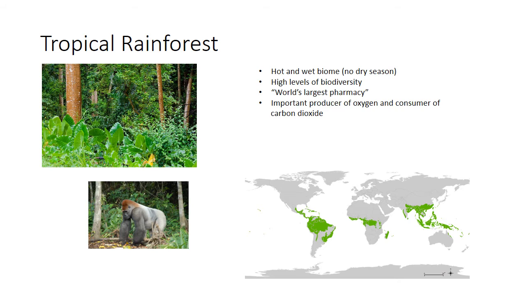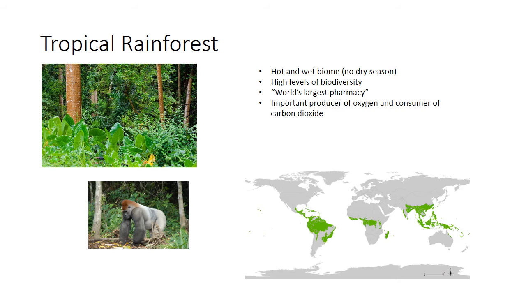If you look at this map, where the tropical rainforests are, mostly near the equator, right, or some 10, 15 degrees of latitude north or south of the equator. It's the place on our planet where the temperatures are very high throughout the year. There is no cold season at all, and precipitation is pretty heavy pretty much all year. They have high levels of biodiversity. They are called the world's largest pharmacy because very many medicinal plants grow in tropical rainforest. And tropical rainforest is an important producer of oxygen and consumer of carbon dioxide.